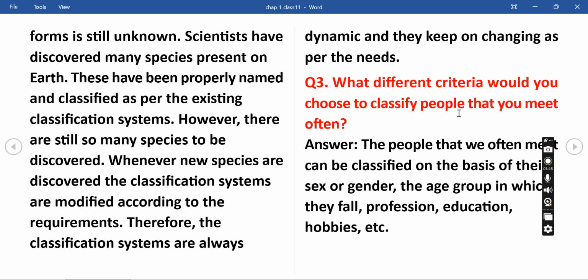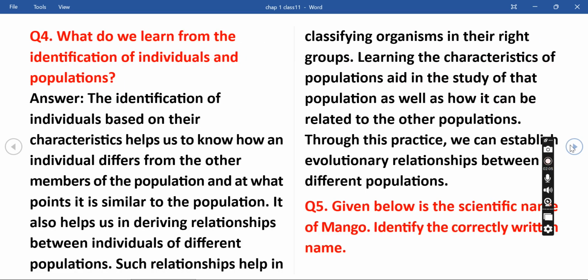What different criteria would you choose to classify the people you meet? So this is a very simple question, and the answer is also very simple. Simply on the basis of sex or gender, age group in which they fall, profession, education, hobbies. These are the simple criteria which we use to classify the people. Similar criteria are used for the living organisms.